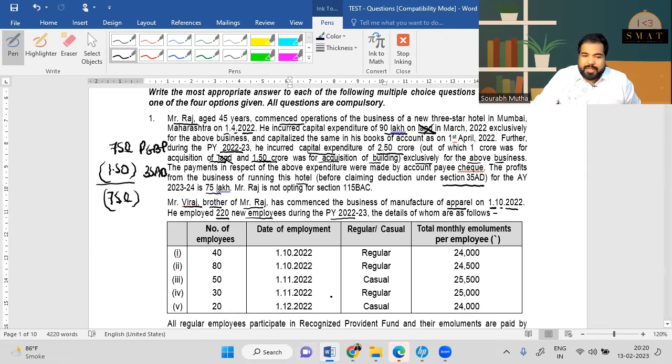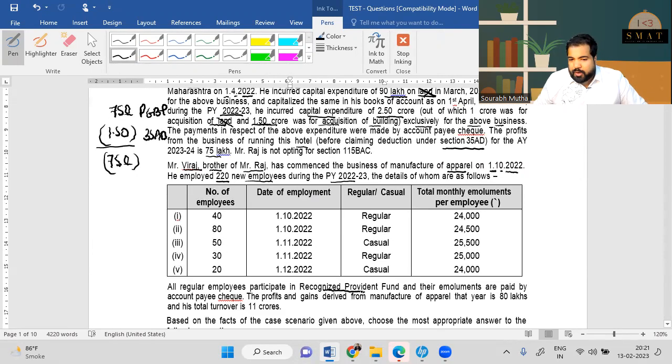So he has employed 40, 80, 50, 30, and 20 people at different stages in October, November, and December. Some of them are regular. Regular basically means they participate in the Provident Fund, and casual people do not participate in the Provident Fund. The profits and gains derived from manufacture of apparel that year is 80 lakhs. So I'm writing here PGBP room opened here also for Viraj, which is 80 lakhs. And his total turnover is 11 crore.